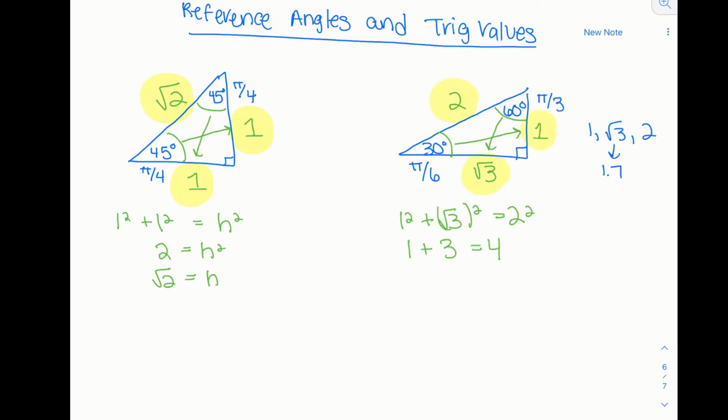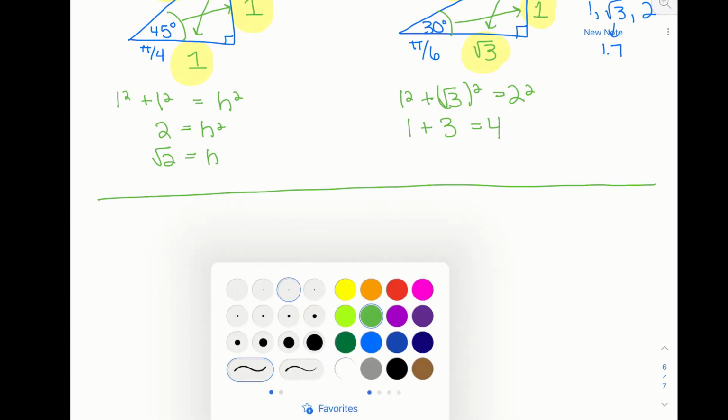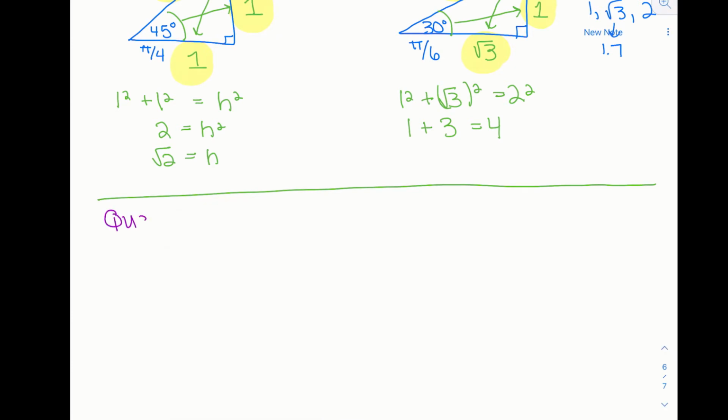Okay, so the idea is that we can use these triangles and the concept of reference angles in order to figure out lots of trig values beyond just 45 degrees, 30 degrees, and 60 degrees. And actually, before I go over that, I also want to talk about the quadrantal angles. The quadrantal angles are the angles on the 90 degrees.